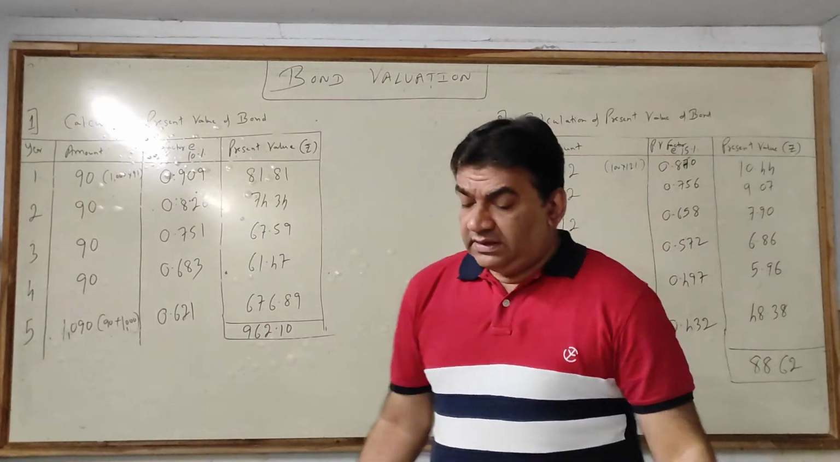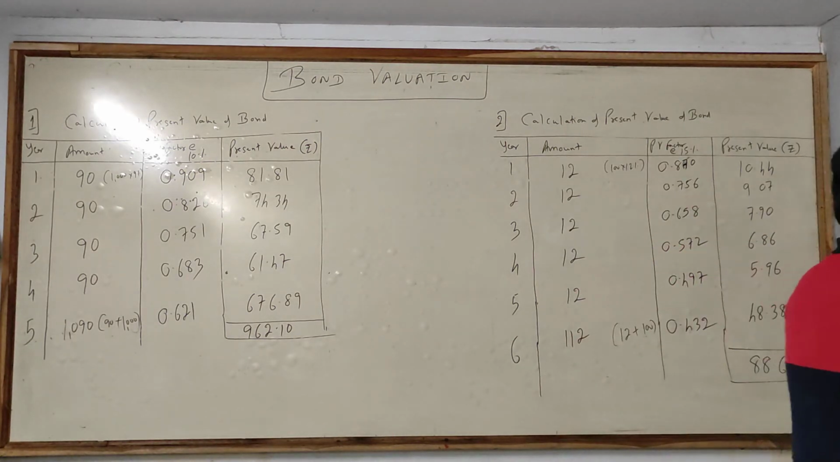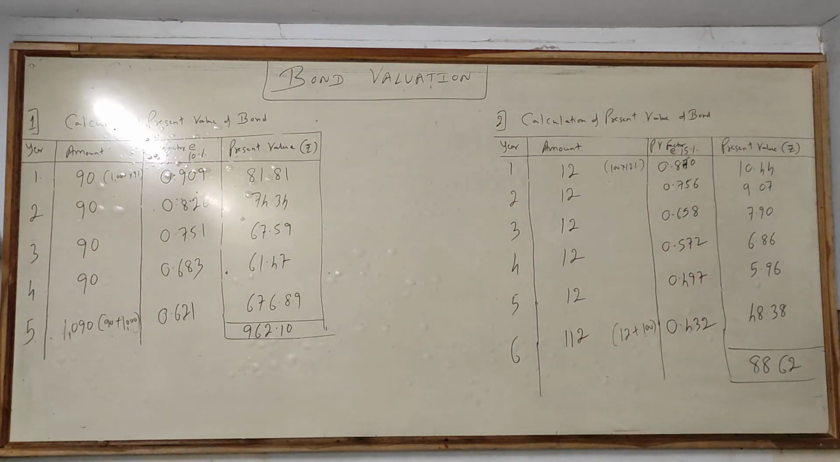So 88.62. That means today if I intend to buy this bond, the present value is 88.62. The present value is 88.62.